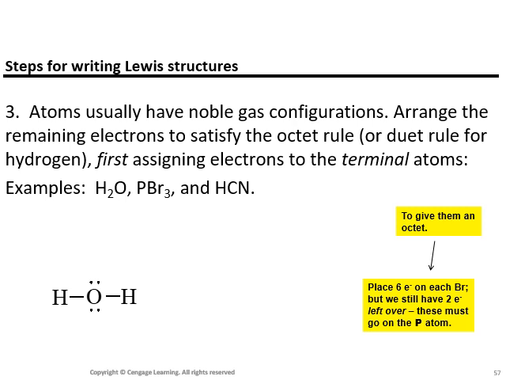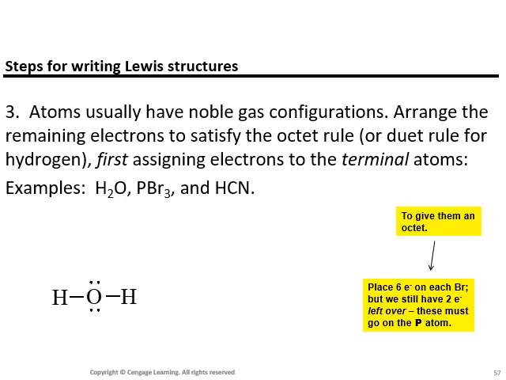So draw a P in the middle and draw 3 Brs around the P, and then draw a line between each of the Brs and the P. Okay, so let's figure out, we have 3 times 7 is 21. 21 plus 5 for the P is 26. So we're starting off with 26 electrons, and we'll use 6 of those to draw the 3 lines.